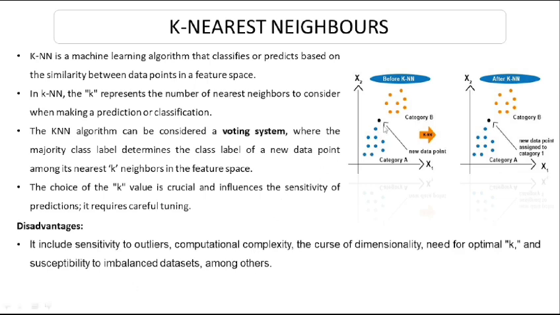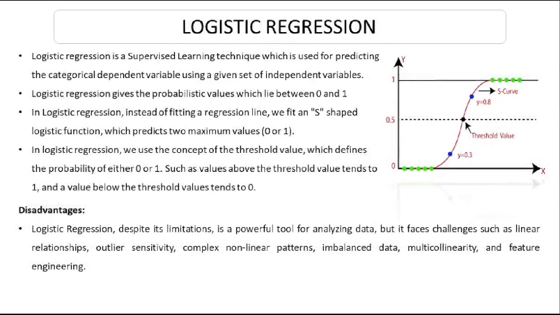See, here is the data point. There is category A and category B. It checks the distance between this point and this point. Where the nearest point is located, it goes toward that category. So coming to the logistic regression.